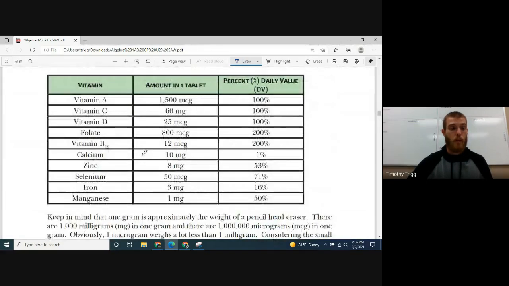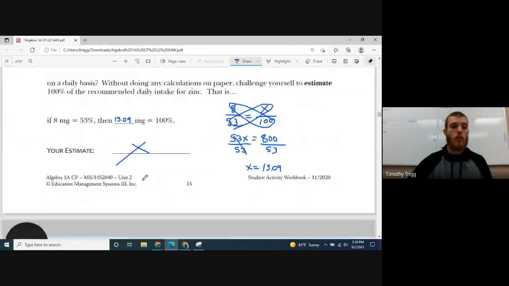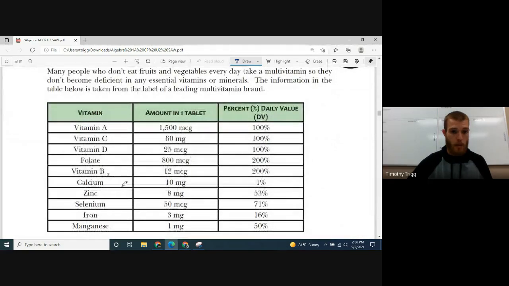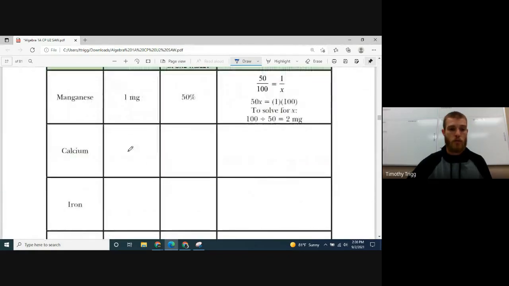All right. So the first one, what are we using? Calcium. So let's go ahead and look at calcium. 10 milligrams is 1%. So 10 milligrams here represents 1%. If 10 milligrams is 1%, then how much is needed for 100%? So if 10 milligrams is 1%, how many milligrams is 100%?